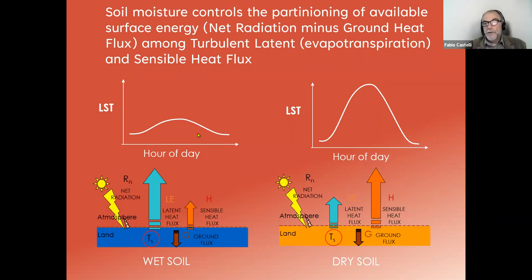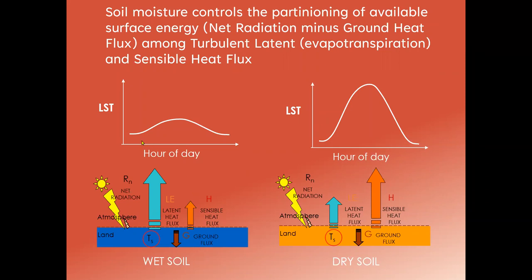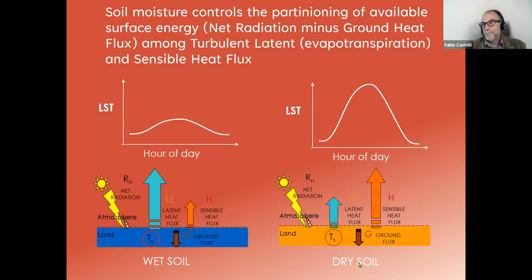Okay, so this can be detected by measuring the diurnal cycle of the land surface temperature. The higher the amplitude and the higher the daytime temperature, the more likely the soil is to be dry. Of course, you experience this walking in summer on the beach, on the dry sand, or walking on the wet sand near the shore. There's a huge difference in the sand temperature.